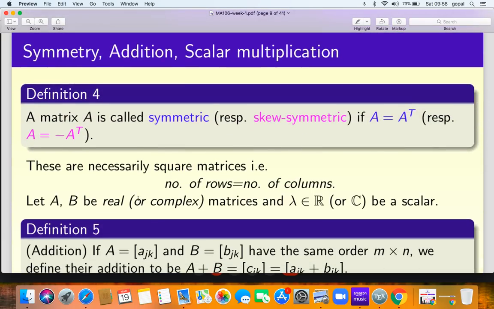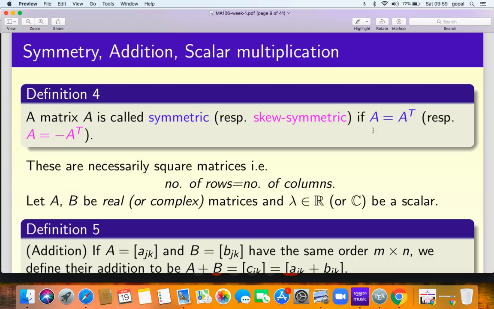Symmetry. A matrix is a square matrix if the number of rows and number of columns are equal. A matrix is symmetric if A equal to A transpose. Now, what is the size of A? It's an M cross N matrix. What is the size of A transpose? It's an N cross M matrix. So if you want A to be equal to A transpose, compulsorily M must be equal to N. Such matrices are called symmetric matrices. So symmetric matrices are square matrices with the property that A equal to A transpose. A matrix is skew symmetric if A equal to minus A transpose.